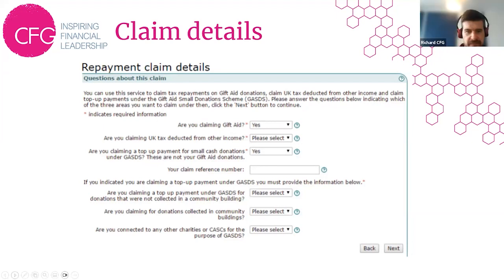No, that's useful, I think, and it's worth noting that there's been talk about the Gift Aid small donation scheme. There's plenty of advice on HMRC and also CFG's website if that's new to you as well, and it'll be covered separately.